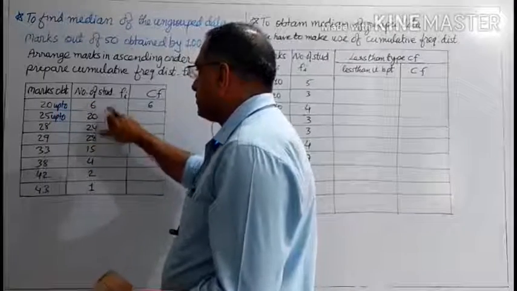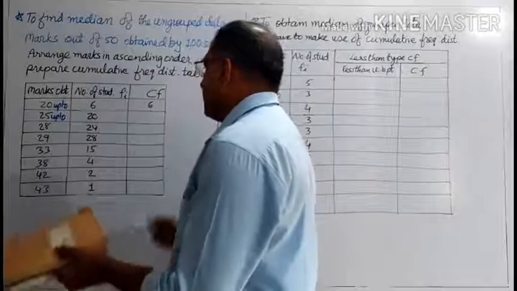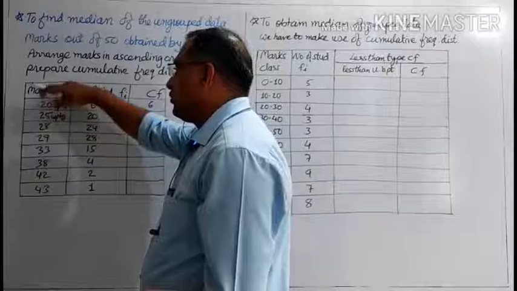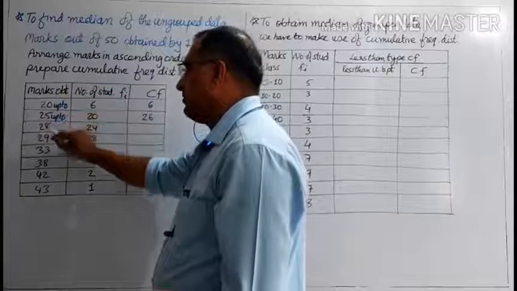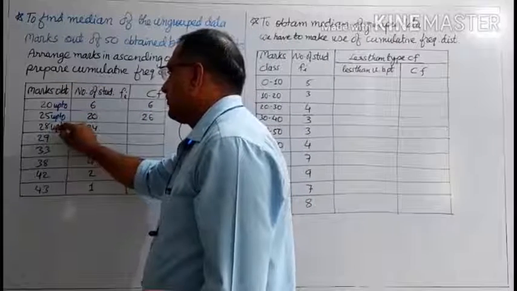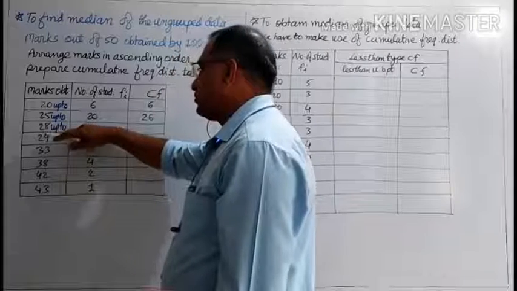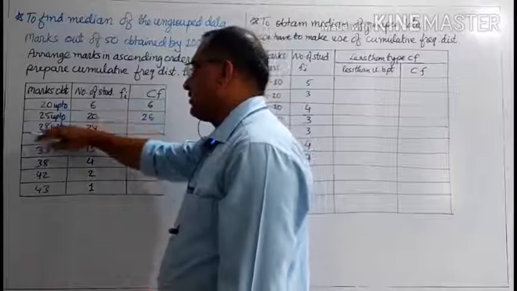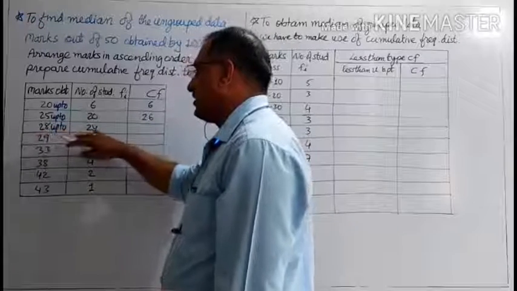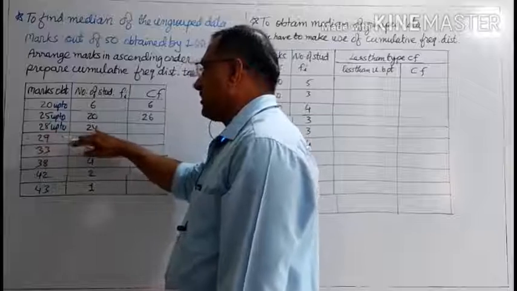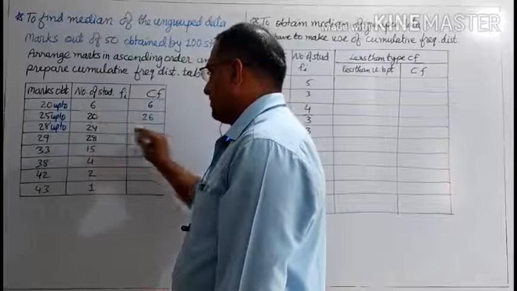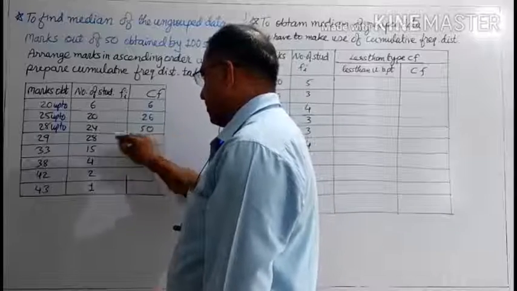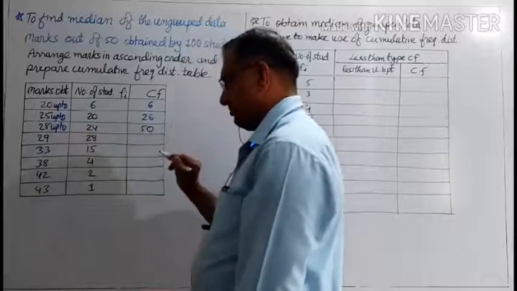So we have to add these two, 6 plus 20. We will get 26. Now there are 26 students having scored marks less than up to 25. Now up to 28. That means those have scored marks 28 or less than that. So there are already 26 students having scored marks less than that. Now there are 24 more students having scored 28 marks. So 26 plus 24, that is 50. So cumulative frequency of this class is 50.